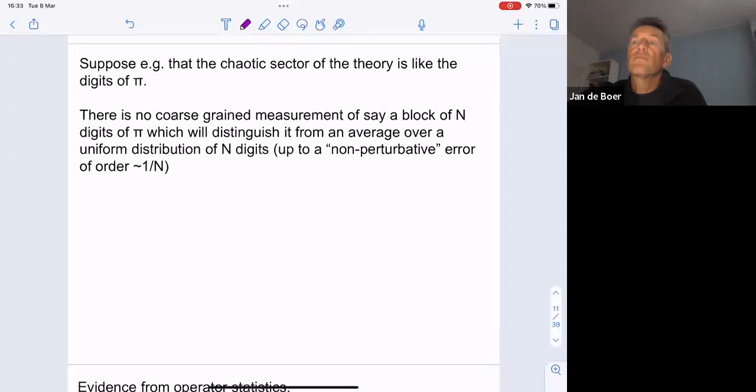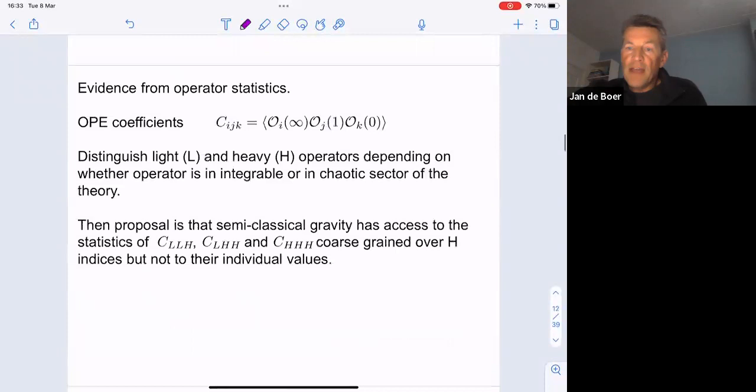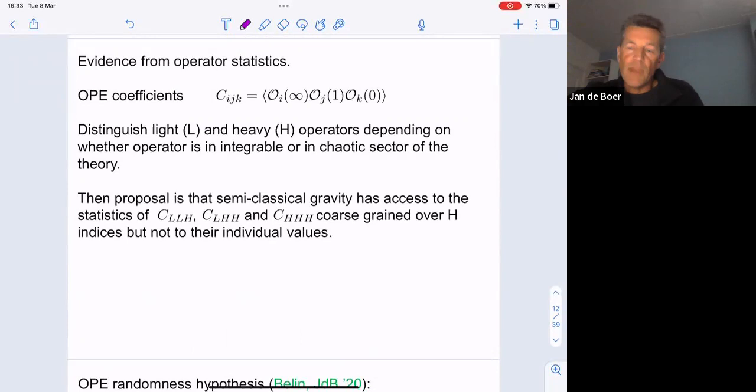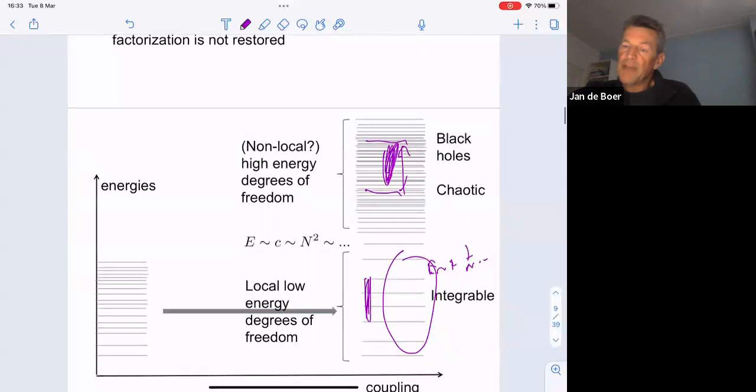Now, let me first give you some evidence for this picture using operator statistics. In any conformal field theory, we have the so-called OPE coefficients. It's basically the three-point function of three operators, one inserted at infinity, one at 1, and one at 0. I'm going to use labels L and H to denote so-called light and heavy operators. That refers to this picture of the spectrum, where these are the heavy operators, and these are the light operators. The light operators are part, if you wish, of your semi-classical description, and the heavy operators are not.